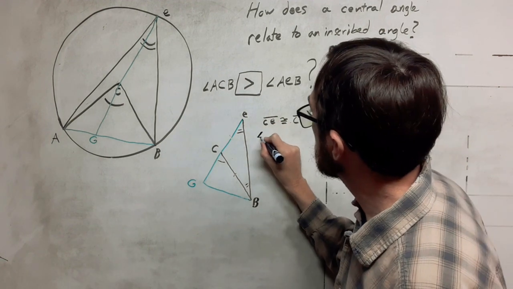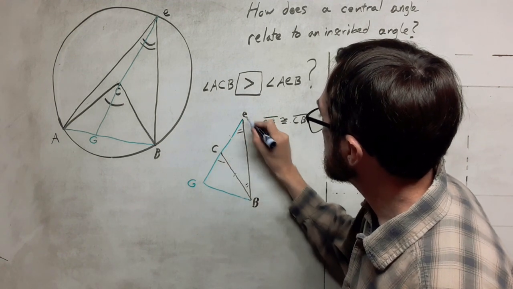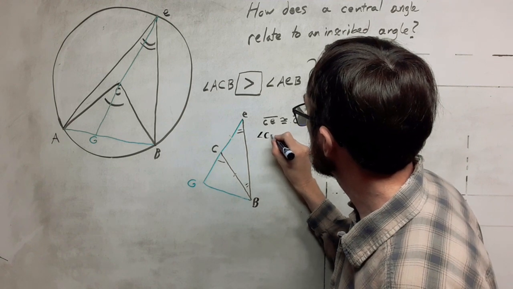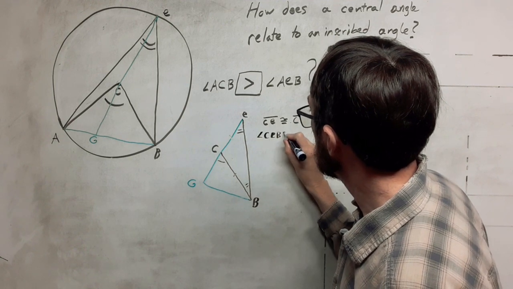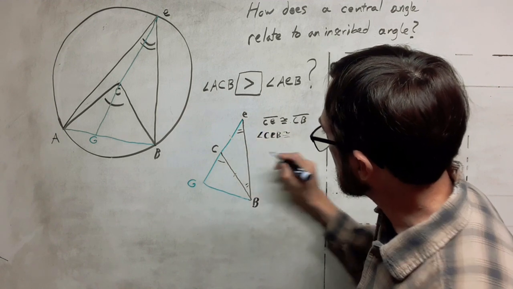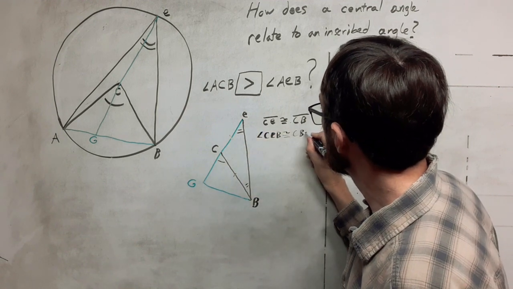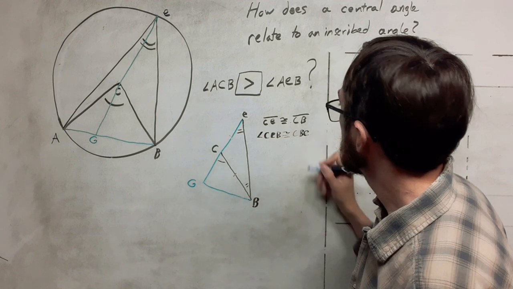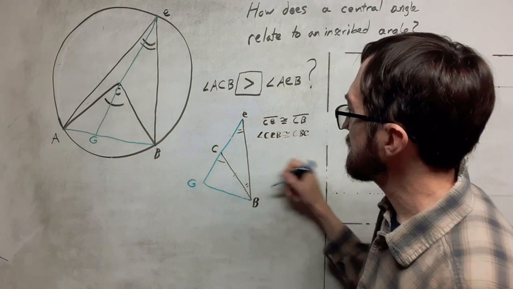So angle CEB is congruent to CBE due to the isosceles triangle theorem.